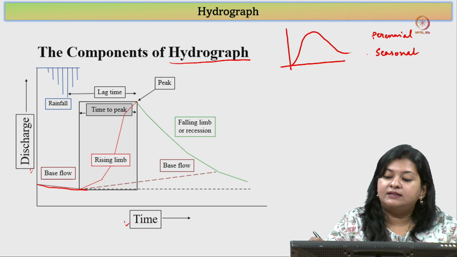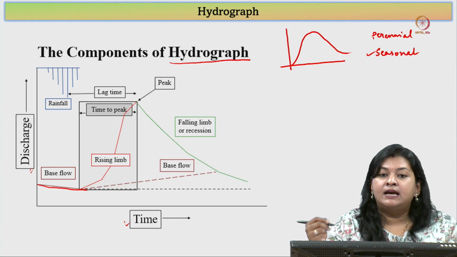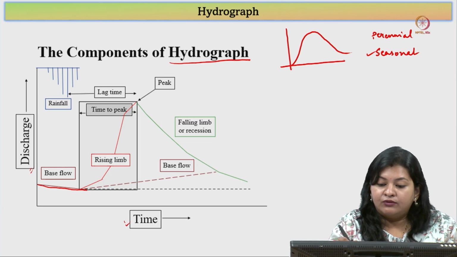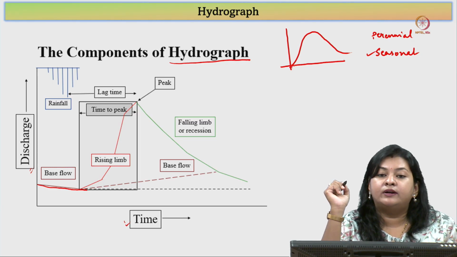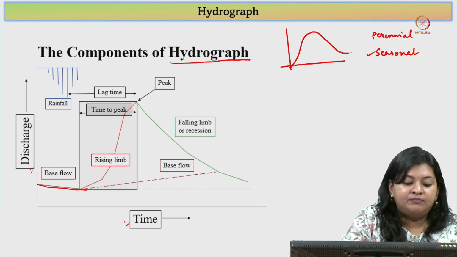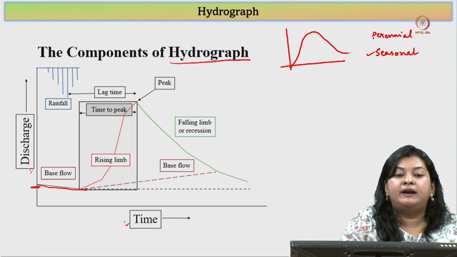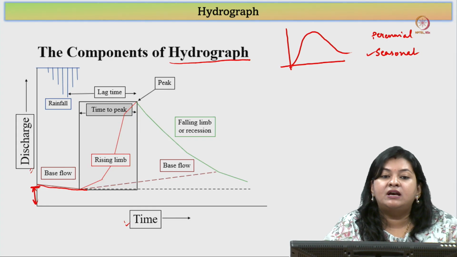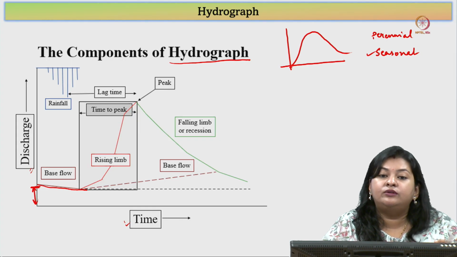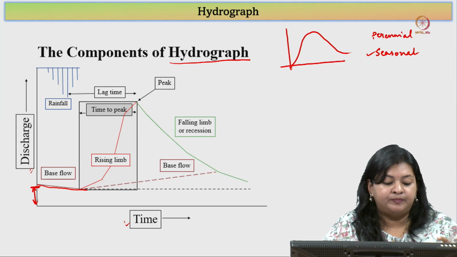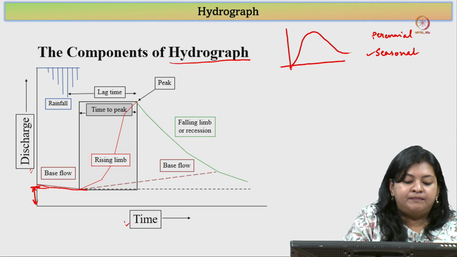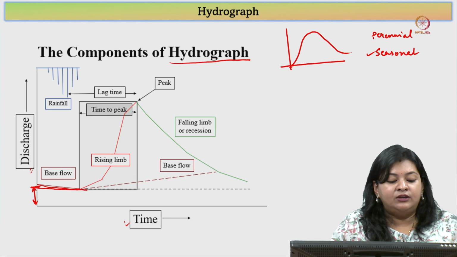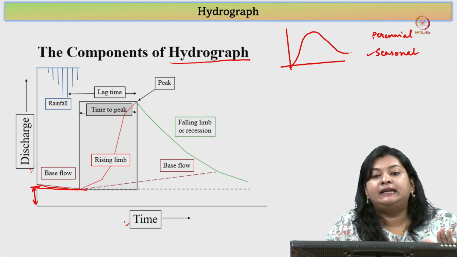So, there will be seasonal rivers. In that kind of river, this hydrograph will go down to the bottom, that means there is no water at all. Or sometimes in perennial rivers there is always a maintenance of some discharge. So, this much discharge will always be there in the river. This is what is called the base flow. That means, when it is dry, this amount of flow is maintained.